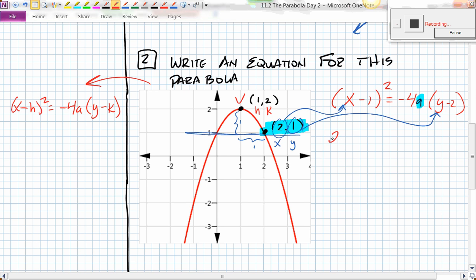So I'm going to have 2 minus 1 squared equals negative 4a times 1 minus 2. All I did was substitute x and y into that equation. So that's going to give me 2 minus 1 squared, so 1, equals negative 4 times a times, what's that? Negative 1. So I get 1 is equal to 4a, so a must be 1/4. Awesome. Am I done? No, not done.